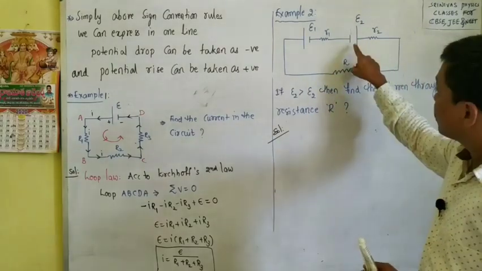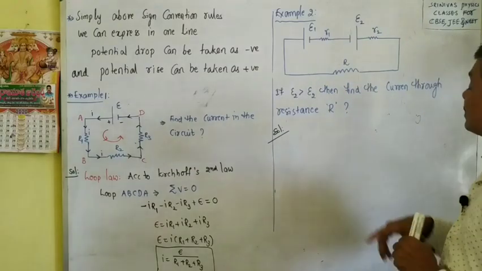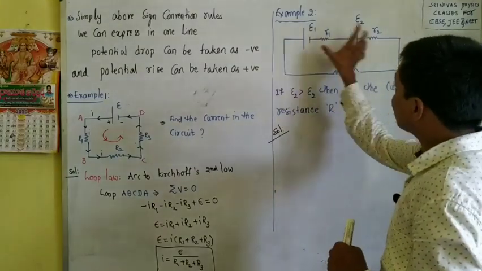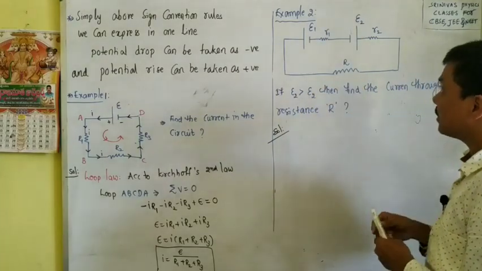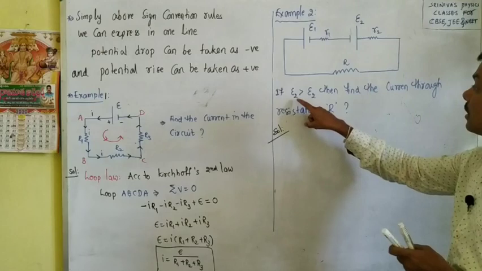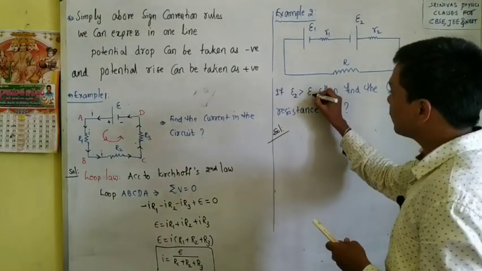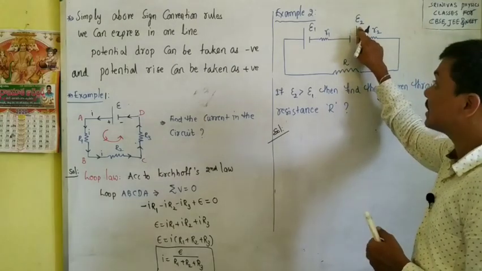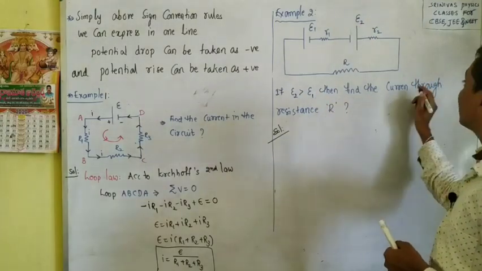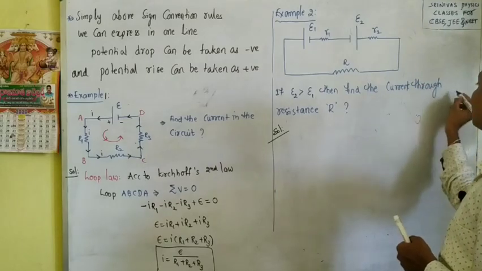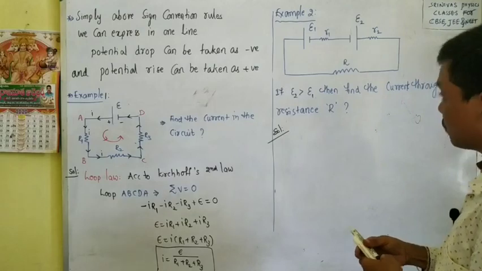And now here what we are telling it here, when you connect these two cells as shown in the figure and I connect it to the external resistance capital R, question is that find, if E2 greater than E1, right, EMF of second cell is greater than EMF of first cell, then find the current through the resistance capital R. This is our question. How to find the solution for this?